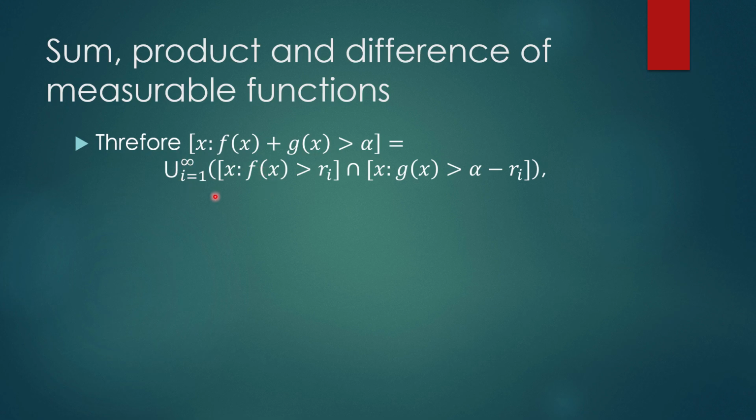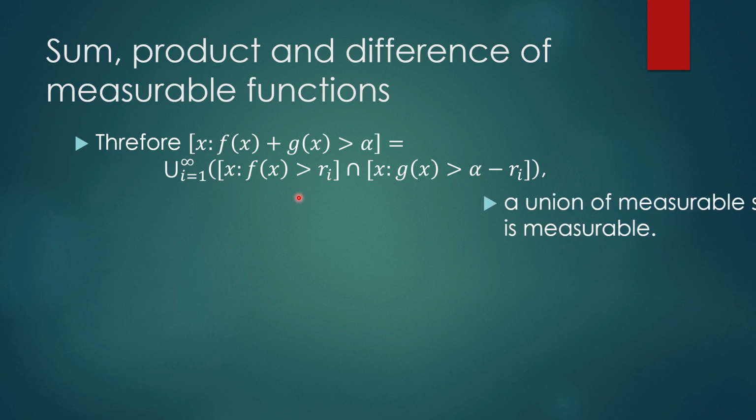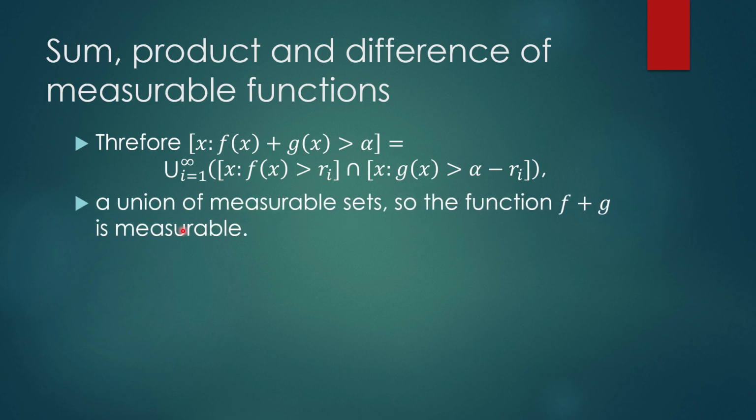But a union of measurable sets is measurable. That is, this set is measurable for each alpha, and therefore the function f plus g is measurable. Okay, so that is what we use.